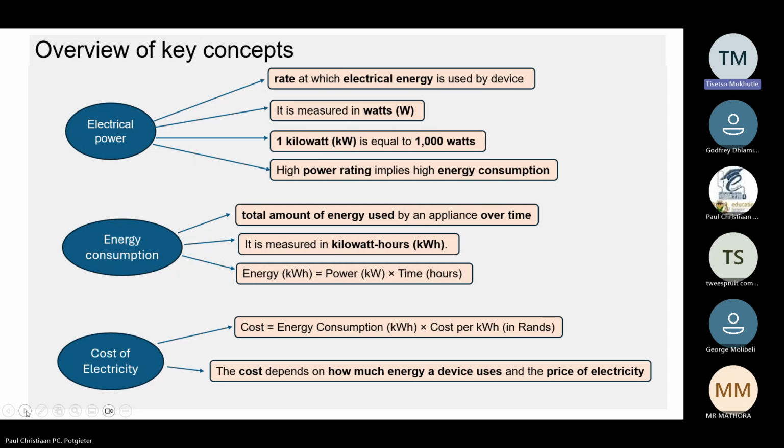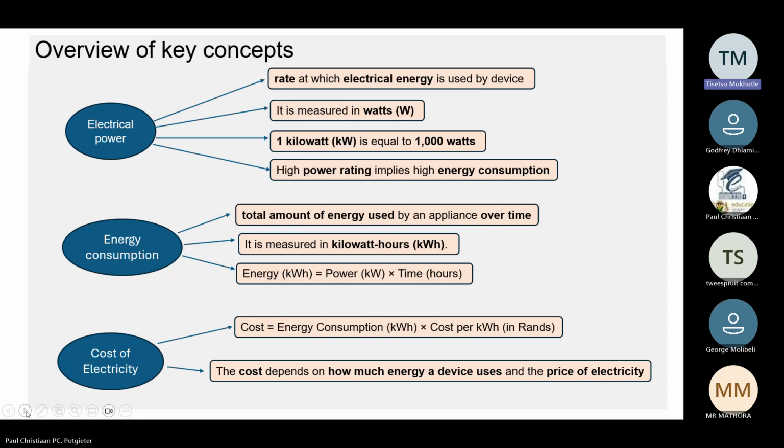Lastly, the cost of electricity. The formula is cost is equal to energy consumption multiplied by cost per kilowatt hour in rands. The two equations are related. On the energy consumption equation, we substitute whatever answer we get into the next equation, cost is equal to energy consumption times the rate. So the two are related.